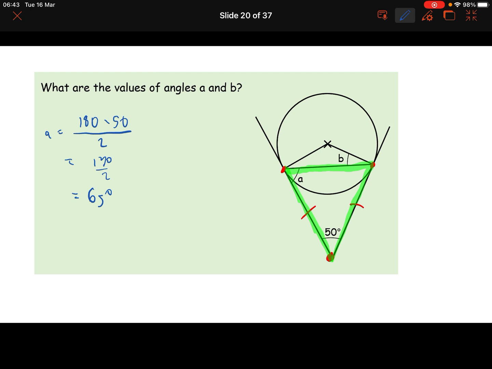Okay, so we know that's 65 degrees, and we know that is 65 degrees, which means we can know that B is 25 degrees. Why? Because we know this must be a right angle, because a radius meeting a tangent makes 90 degrees. Okay, that would be the same as this. We can know that that is also 25 degrees, which means you could then also find this if you were asked.